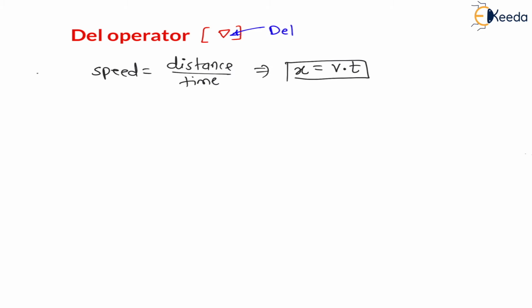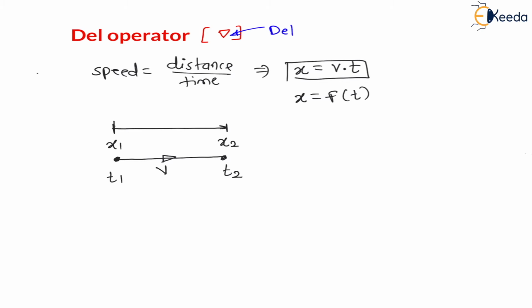Now let us understand here, therefore can I say this x, distance, is a function of time. Let us say at time t1 I am at position x1. Now I start from this position and move towards the positive x-axis, and after some time t2, I will be at position x2. I am moving with some speed v. What is the distance traveled or displacement? That is x2 minus x1, which is written as del x, change in x.